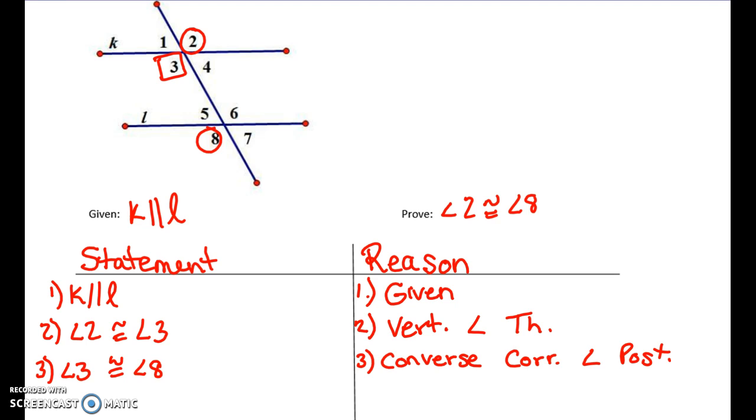And now we have the lovely situation. 2 is congruent to 3, and 3 is congruent to 8. So by the transitive property, I can say that angle 2 is congruent to angle 8 by the transitive property of congruence. So that was a nice, easy proof, only 4 lines. We like that one. Let's go on to the next one.